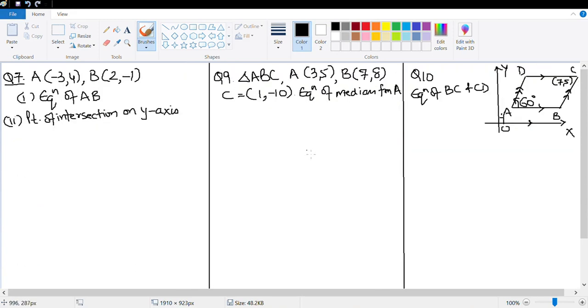So let's move on. The next question that we do is question number 7. It says the coordinates of 2 points are -3, 4 and 2, -1. We need to find the equation of AB.